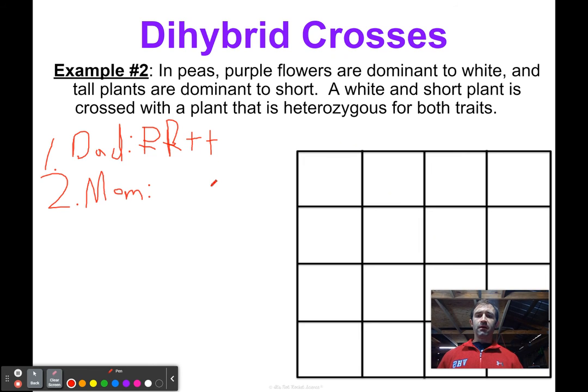So we've got that. All right, so that's dad's. And then it says heterozygous. So that's an easy one. It's going to be big P, little p. Okay, then heterozygous, so big T, little t.